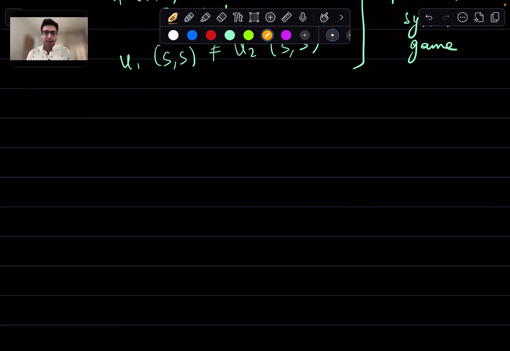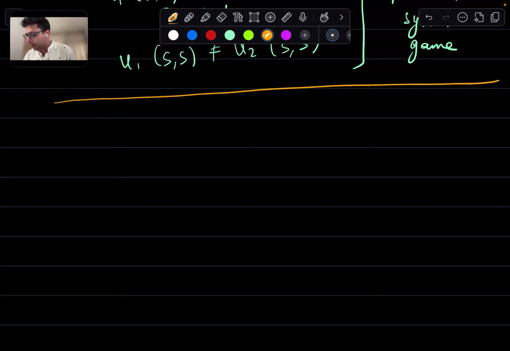Now we're back. Let's talk about mixed strategy Nash equilibrium. To begin with, let's talk about what a mixed strategy even means.